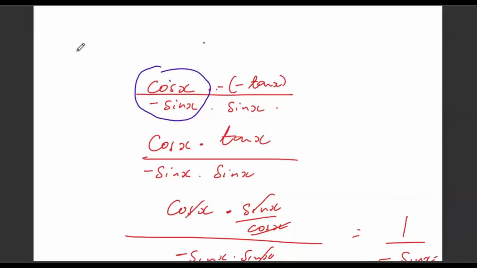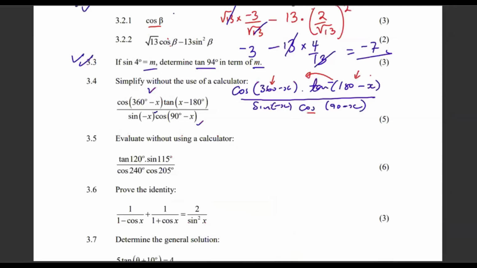We know that cos over sine is the cot, which is like 1 over tan. So that would have been tan x over tan x times the sine of x. This cancels, and then we're back to the answer straight away. Okay, so that is 3.4 with a reduction. Then 3.5, they want us to evaluate.